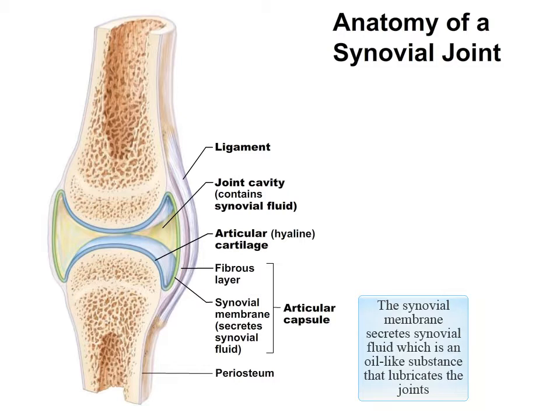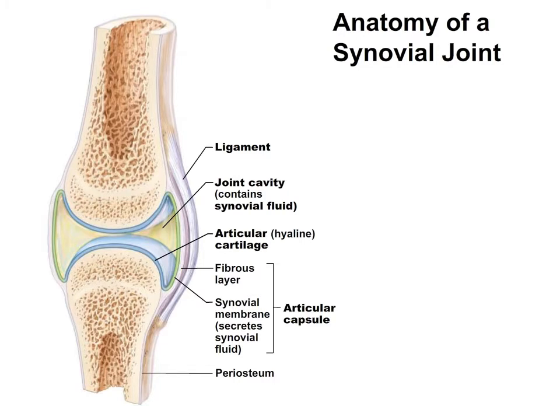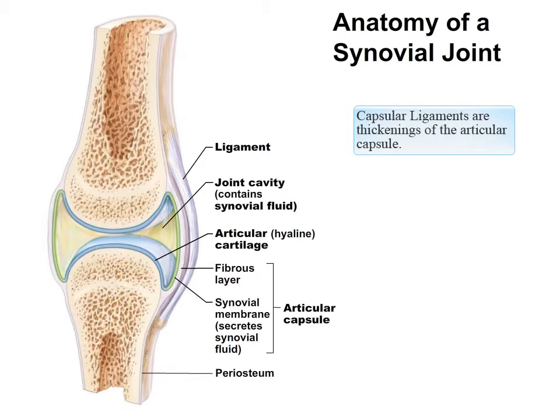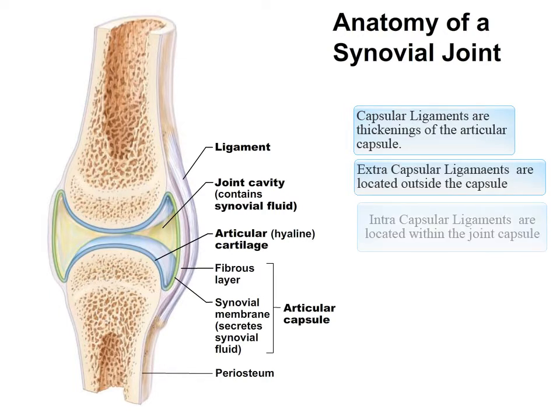further lubricating the joint. Now, synovial joints also have ligaments which serve to better unite the bones of the joint. Now remember, ligaments are structures made of fibrous connective tissue which connect bone to bone. Some of these ligaments are actually part of the articular capsule, called capsular ligaments, whereas some of them are located external to the capsule, called extracapsular ligaments, and some of them are located within the capsule, called intracapsular ligaments.